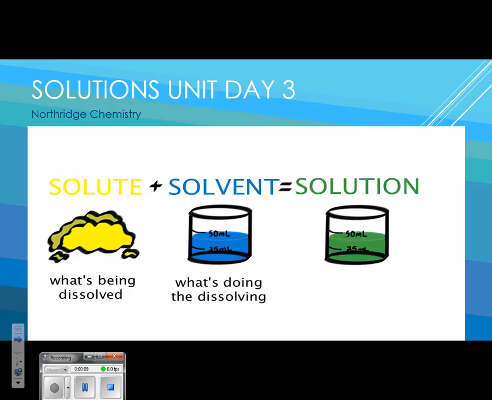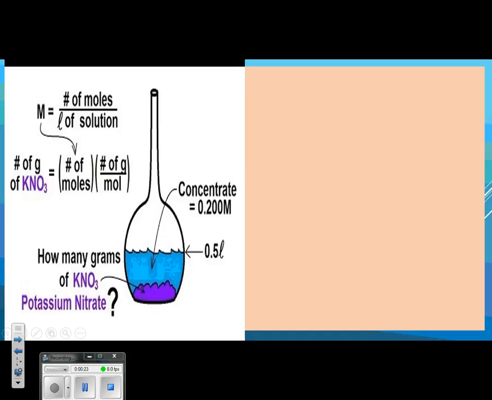As a quick review, a solute is what we dissolve, right? A solvent's what's doing the dissolving. Putting those two together, we get a solution. We have several different solutions. Last time we worked with molarity. Molarity is moles of solute over liters of solution.